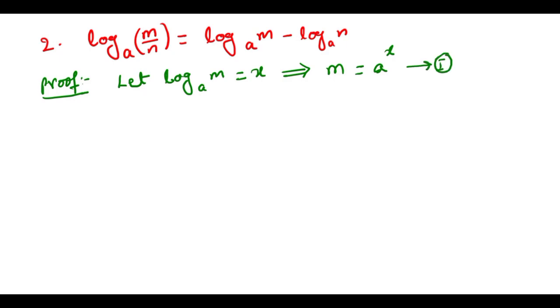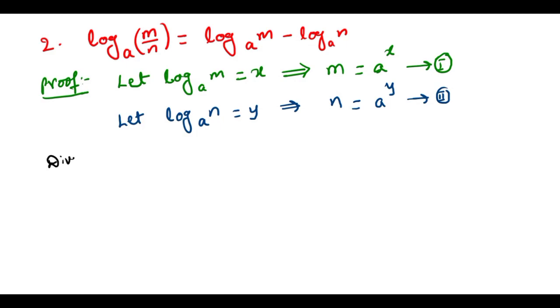Okay, and second condition, this time we take let log n base a is equal to y. So how to write this? Then n is equal to a to the power of y. Condition number 2. So we divide now both. Divide 1 by 2.